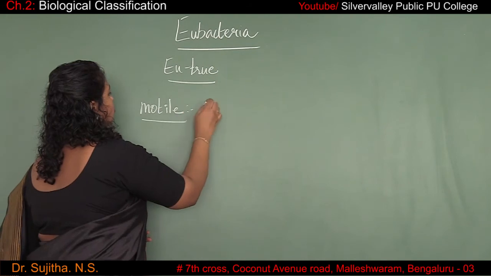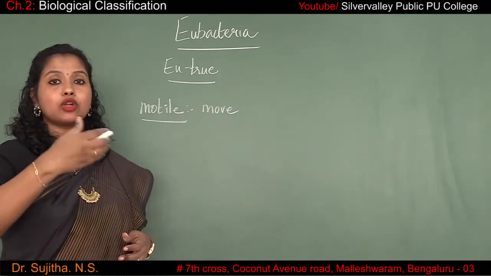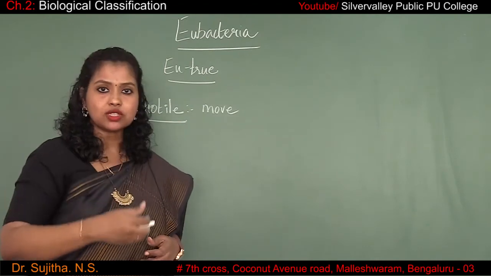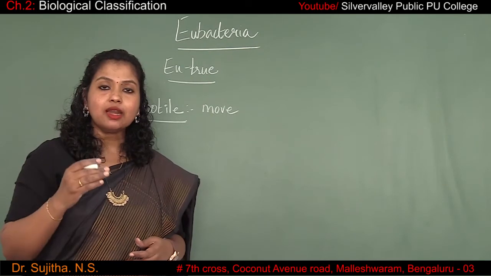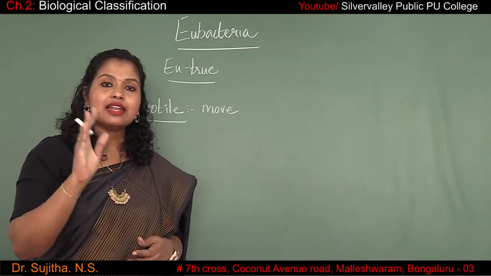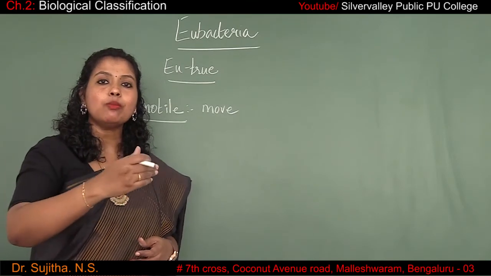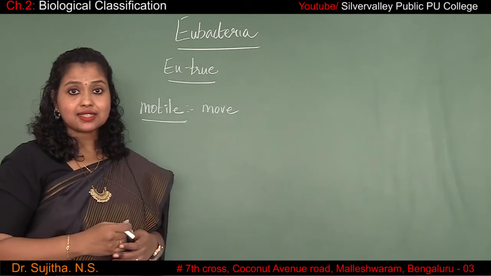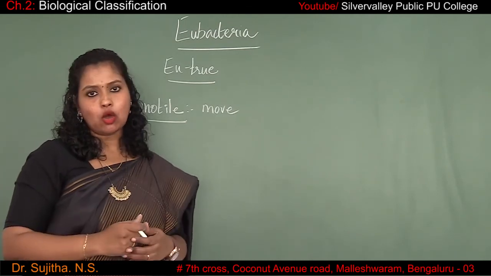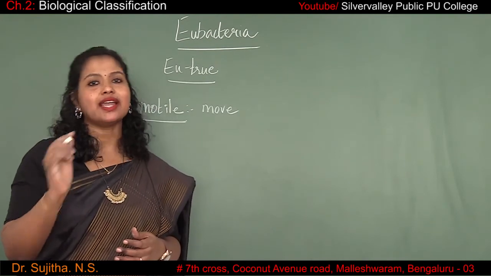If the bacteria is motile, or if the bacteria moves, then it will even have a flagella, because with the help of the flipping or lashing movements of this flagella, the bacteria is able to move from one place to another place. So Eubacteria consists of a rigid cell wall and a flagella if the bacteria is motile in nature.